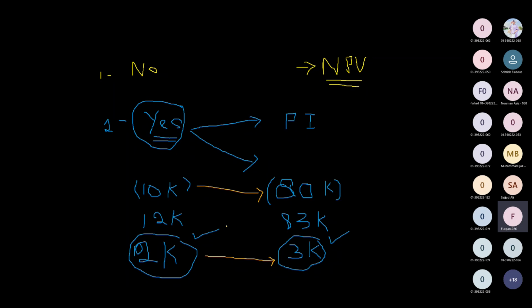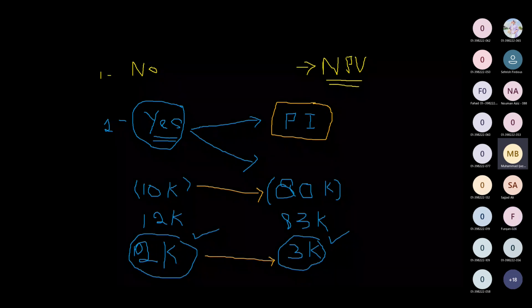I have a question, sir. The PI is basically used to calculate the per dollar return. Exactly. And what does NPV tell us? In layman's language, the amount of return.